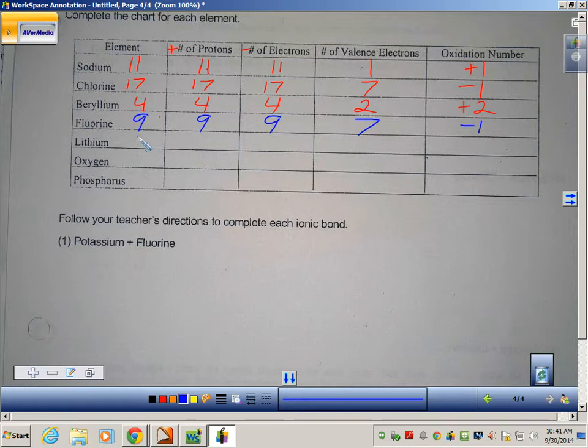Lithium. What's its atomic number? 3. How many protons? How many electrons? How many valence electrons? 1. Gain 1 or give up 7. Or, I'm sorry, give up 1 or gain 7. Give up 1 and become +1.